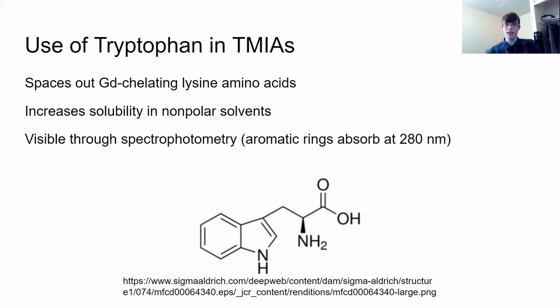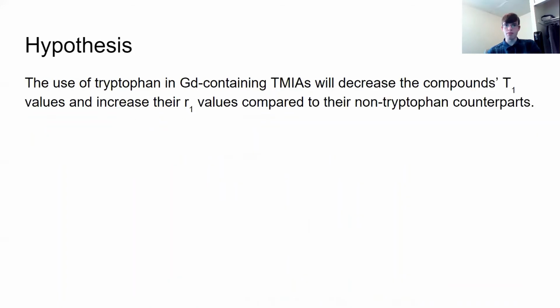On the bottom is a diagram showing the molecular structure of tryptophan, and the aromatic group on the side chain makes it absorb at around 280 nanometers, which makes it visible through spectrophotometry, which is really useful to analyze the progression of the synthesis.